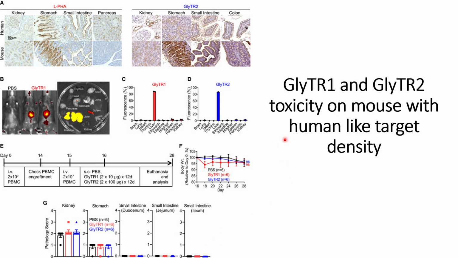This indicates that GlyTR1 and GlyTR2 do not show any toxicity when they check the accumulation of both of these CAR-T constructs, and it also does not show any changes when they use the PBMC cells in the mice. So all together this supports their point that GlyTR1 and GlyTR2 are safe to be used on patients who are affected with cancers.